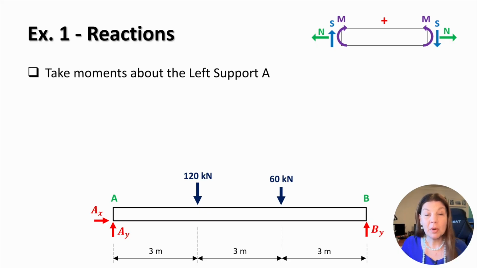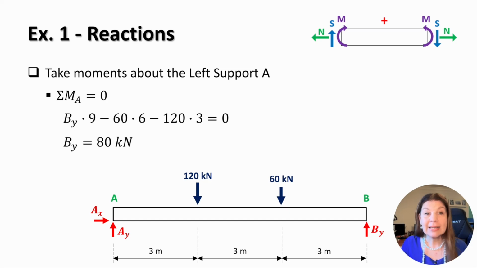We begin by applying the moment equilibrium equation. Taking moments around the left support A allows us to eliminate the reaction at A and solve directly for the reaction at B. By summing the moments of all forces around point A and setting the result equal to 0, we can determine the unknown reaction. In our case, BY gives us a positive moment with a distance of 9 meters. The force of 60 kilonewtons gives a negative moment with a distance to A of 6 meters. And finally, the 120 kilonewtons also gives a negative moment with a distance of 3 meters. Isolating BY and dividing by 9 gives us the value for BY, which works out as 80 kilonewtons.